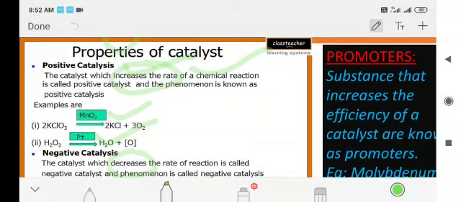And look at the right side here. You will find a definition called promoters. Promoters are substances that increase the efficiency of the catalyst. That's the main word, efficiency of the catalyst. Promoters are those substances which increase the efficiency of the catalyst.